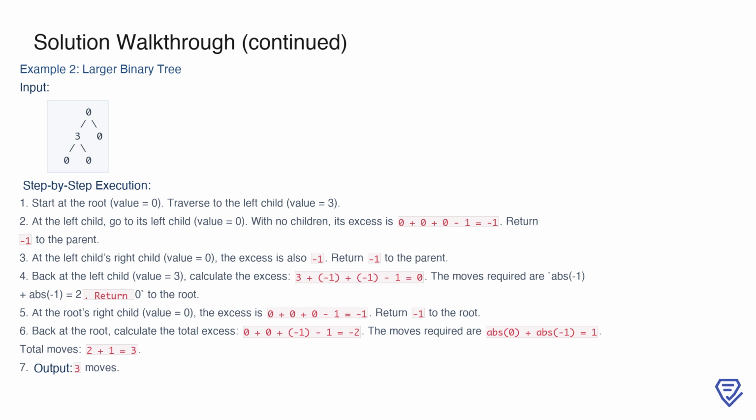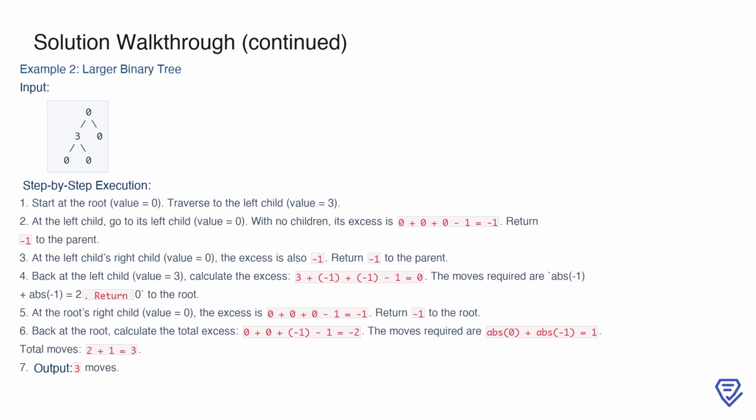Since this node has no children, the excess is minus 1, indicating that it needs 1 coin. We return minus 1 to its parent. The same calculation is performed for the left child's right child, which also has a value of 0. Its excess is minus 1, so we return minus 1 to its parent as well.